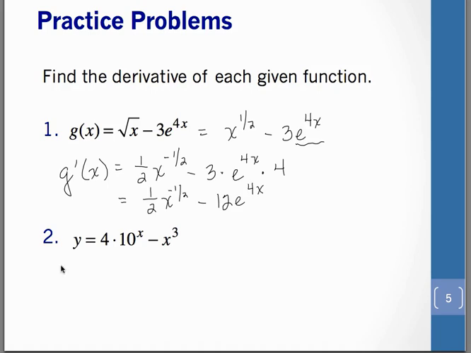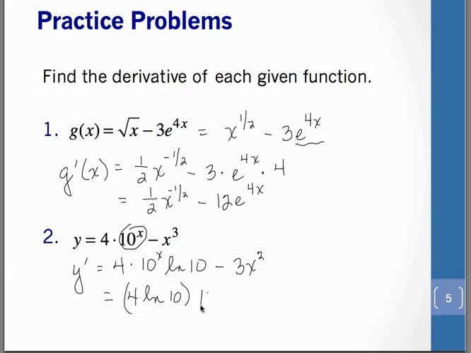So the next one involves the other rule. So to start, the 4 will stay put. When we go to do the derivative of this, it's going to be 10 to the x. Derivative of x is, of course, just 1, so no need to write that down, times natural log of 10 minus, and of course this is just a power rule situation. So you could leave it like that. Sometimes you'll see the 4 and the natural log of 10 brought together as a coefficient of that 10 to the x. Otherwise, that would really be all you could do.